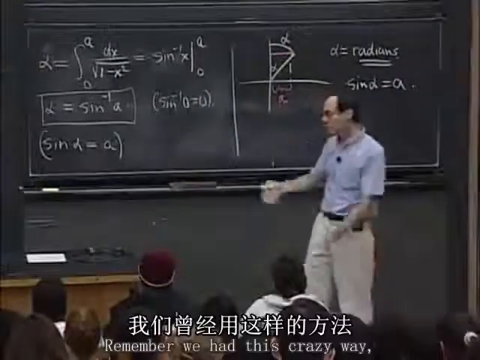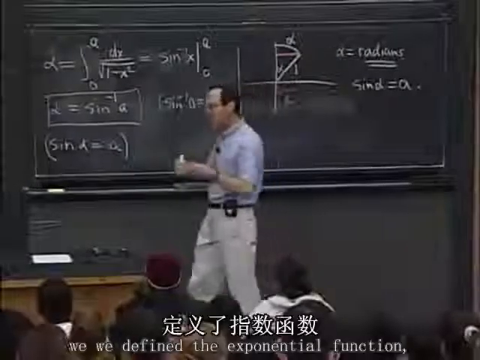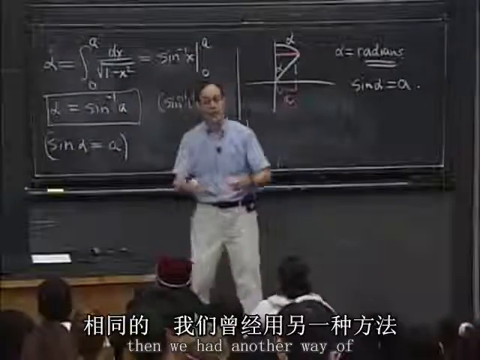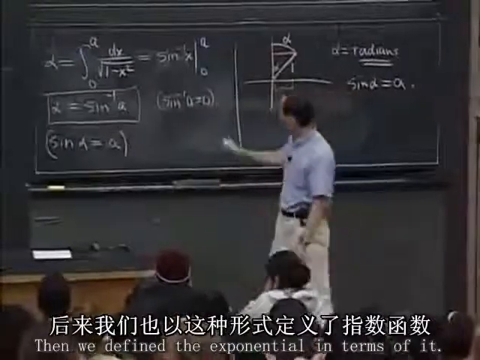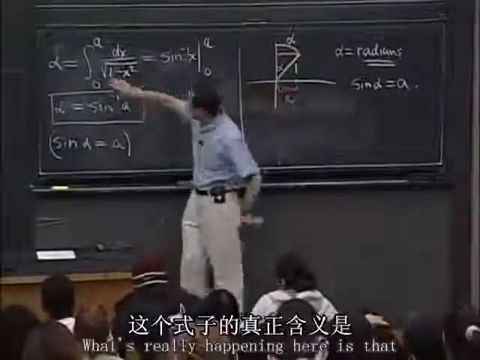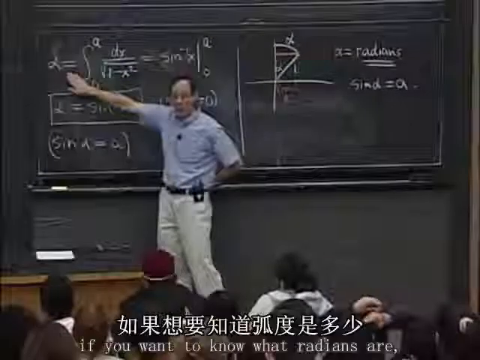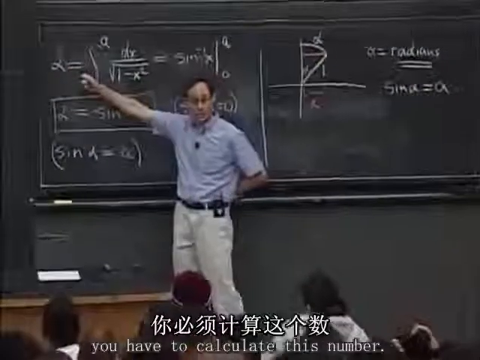Remember, we had this crazy way, we defined the exponential function, and then we had another way of defining the log function as an integral, and then we defined the exponential in terms of it. Well, this is the same sort of thing. What's really happening here is that if you want to know what radians are, you have to calculate this number.